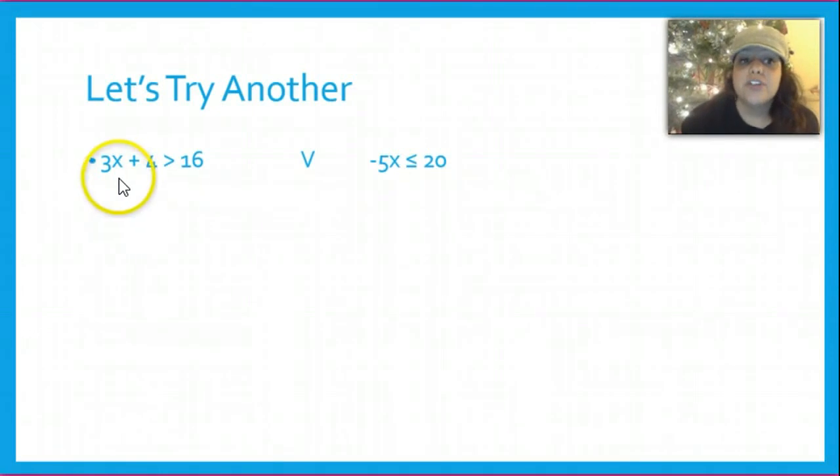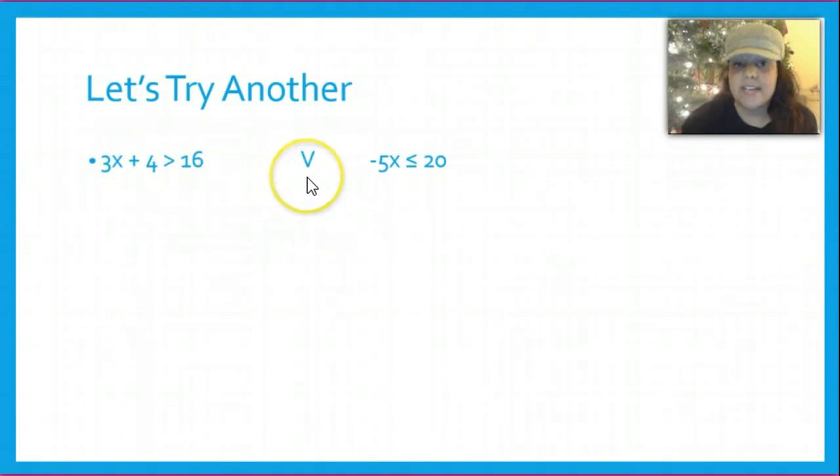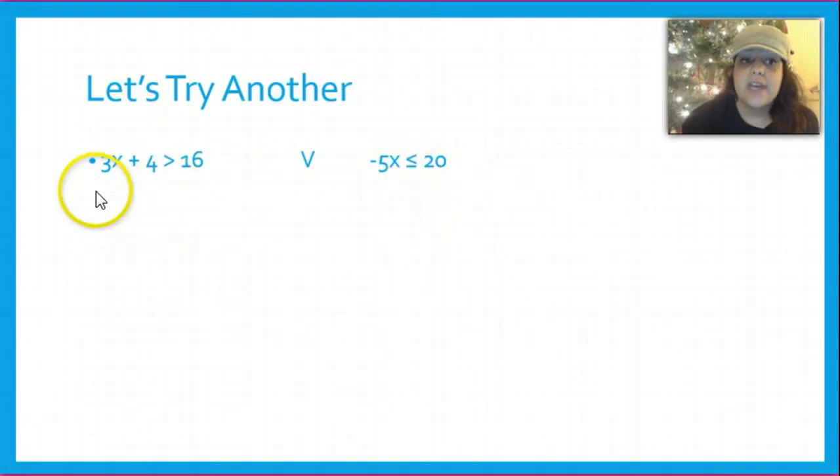So what we have here is 3x plus 4 is greater than 16, or, remember that symbol means or, negative 5x is less than or equal to 20. So remember that we have to solve each side and get x alone before we can graph anything.